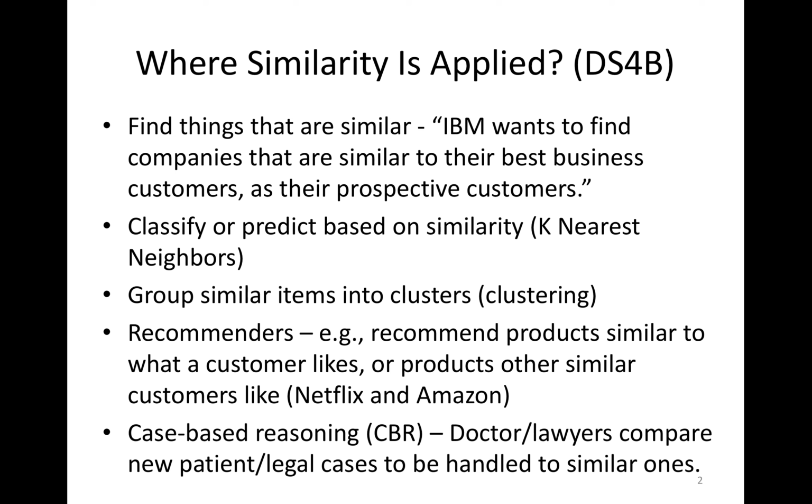And what probably has made similarity and nearest neighbors most famous is the popularity of recommenders that tend to recommend movies or products that are similar to what a customer already likes, or products that other customers similar to this one may like, or products other similar customers like. These are widely used by a lot of e-commerce websites, Netflix and Amazon, but also for other products or application domains, including dating websites, matching jobs with applicants. So this has a lot of monetization potential.